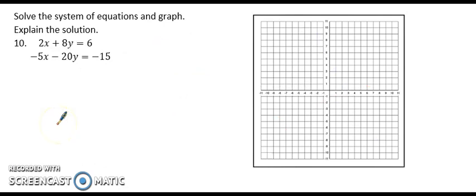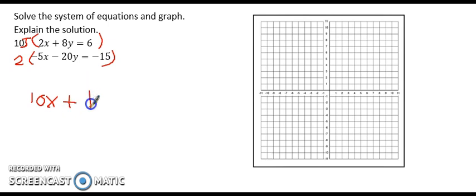Okay, so for the last one, we once again have to solve the system of equations and graph and explain the solution. So I'm going to do this by elimination, and I can see here that I can't make a 5 into a 2 or a 2 into a 5. I want these coefficients to be the same with a different sign. I'm going to multiply the top equation by a 5 and the bottom equation by a 2 so that I can cross off the term with the x. So let's see what happens here.